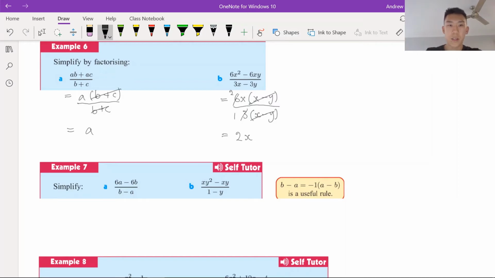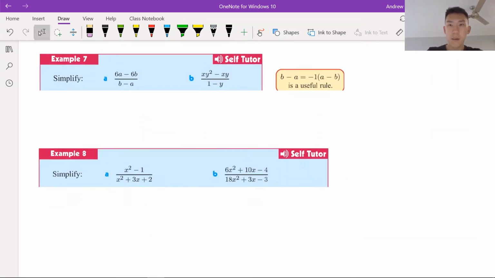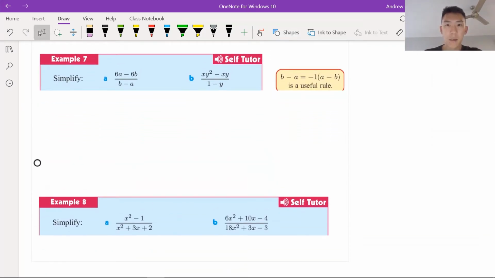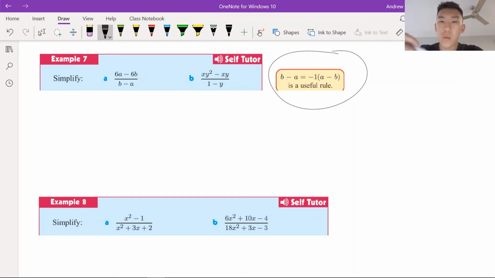All right, question 7. This is a useful rule that I've got here for you. You'll apply this when you are close to an identical factor in the numerator and denominator. If you just use this rule, you'll get there. So better just to show.